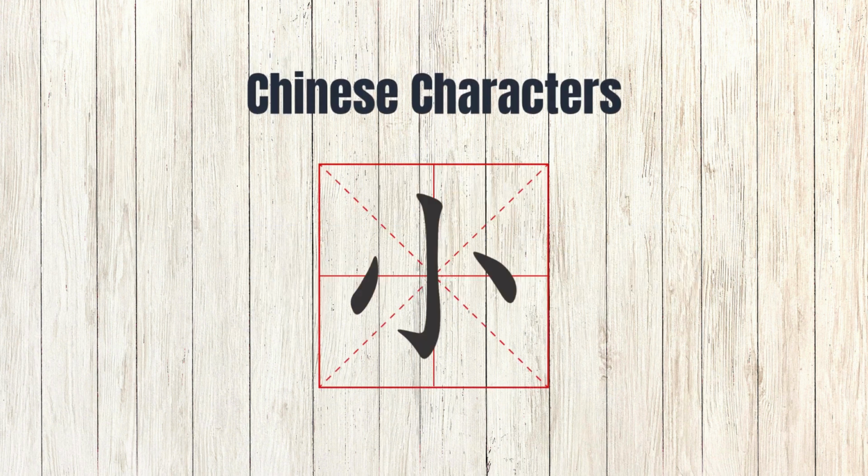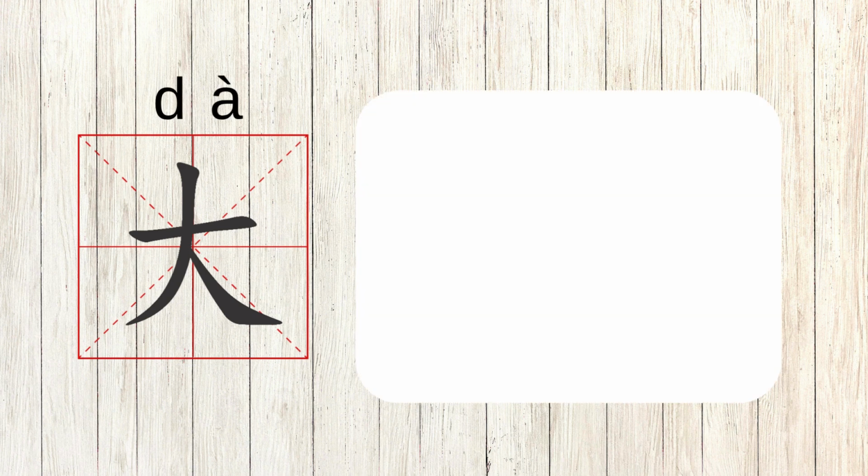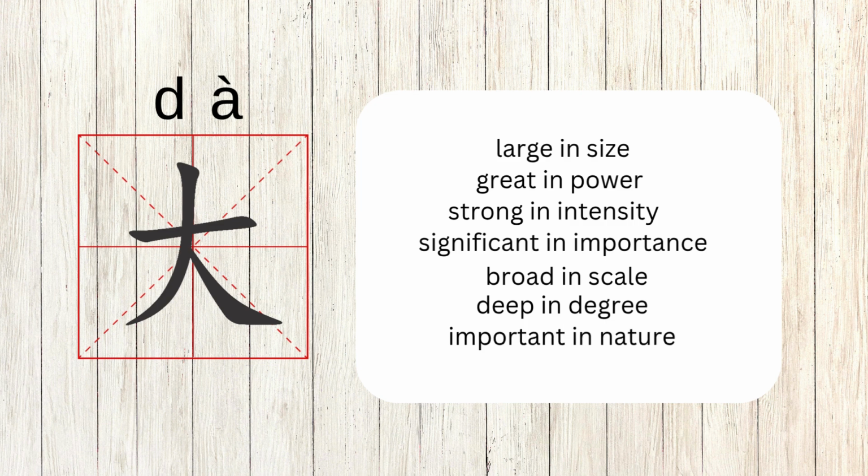Today, we continue exploring an ancient Chinese character. Its pronunciation is xiǎo. Do you still remember the character we learned before? Yes, it's dà. It's most often used as an adjective to describe something that is large in size, great in power, strong in intensity, or significant in importance. It can also describe something that is broad in scale, deep in degree, or important in nature.